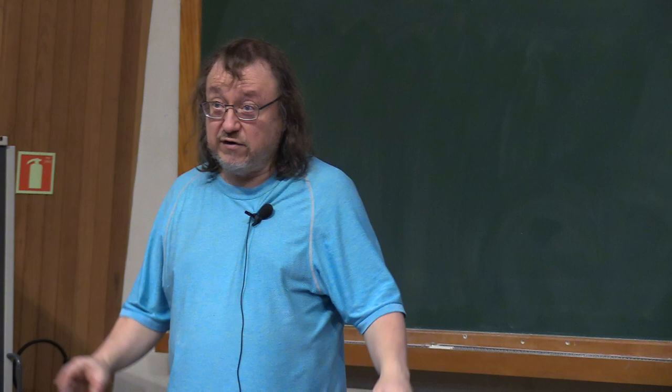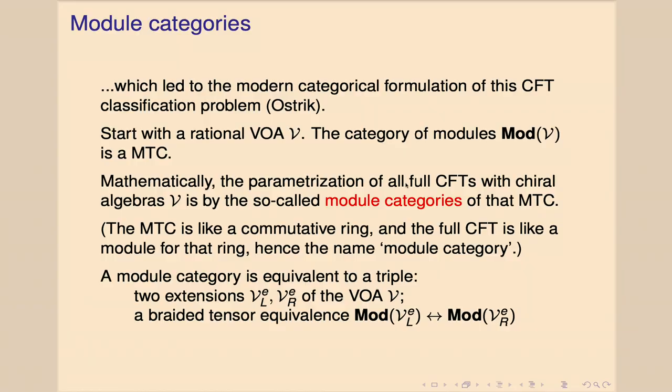A module category, I'll just describe it in two ways. One way is it's the categorification of the module of a ring. You can do that in your own way; you should know how to do the categorifications on your own. But from our point of view, the real way to think about a module category is as a triple. This is the way that makes sense to the VOA people, to the CFT people. A module category is meant to parameterize the possible full CFTs in the Capelli-Itzykson-Zuber way to think about it.